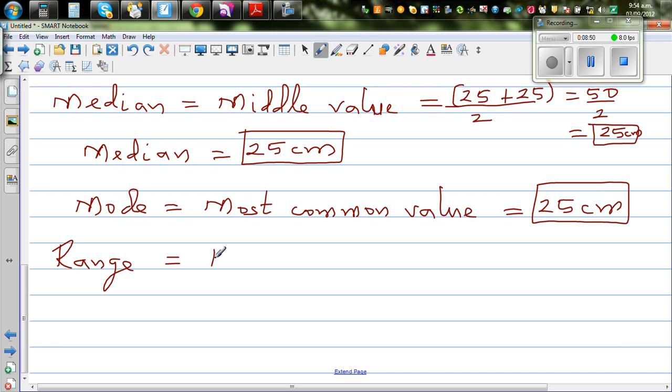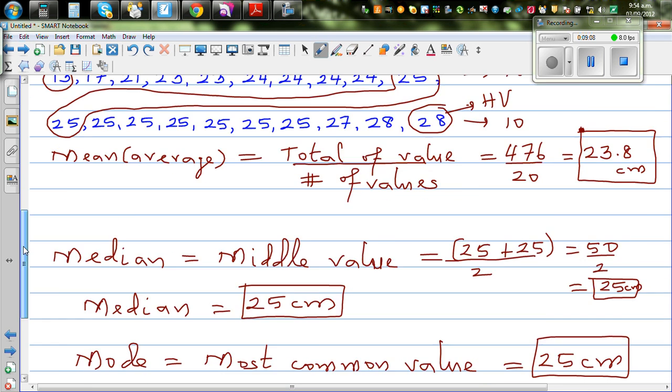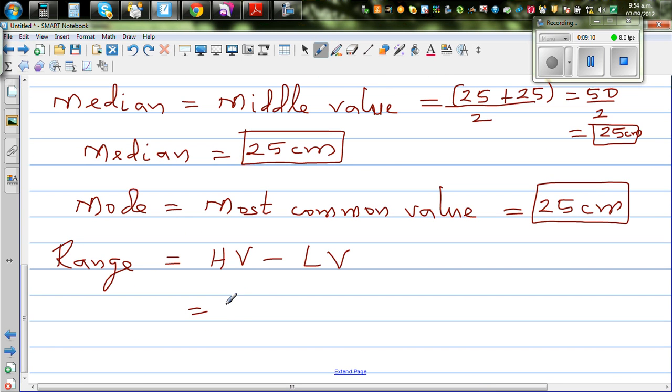And the range is the highest value take away the lowest value. I'll write in short, HV stands for the highest value. What's the lowest, what's the highest value? This is your highest value, this is your HV, and this is your lowest value. So 28 take away 13 is 15 centimeters. That's the range of the data.